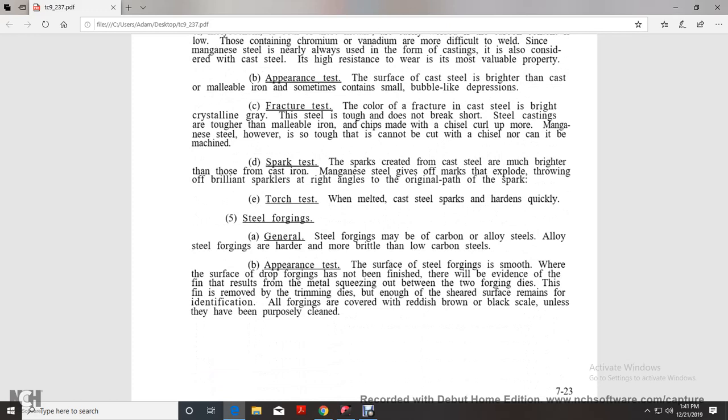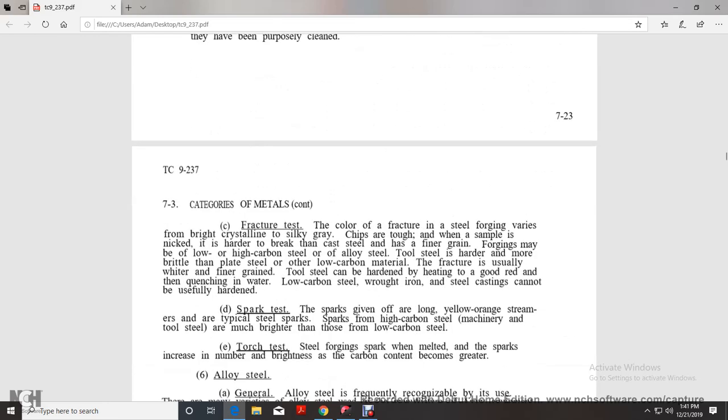Steel forging. General steel forgings are made of carbon and alloy steels. Alloy steel forgings are harder and more brittle than low carbon steel. Appearance test: the surface of steel forgings is smooth, but the surface of drop forgings has not been finished, and will show evidence of the flash, squeezed between the two forging dies and removed by trimming of the dies enough to shear, with the surface remains for identification. All forgings are covered with a red, brownish, black scale unless they have been purposely cleaned.